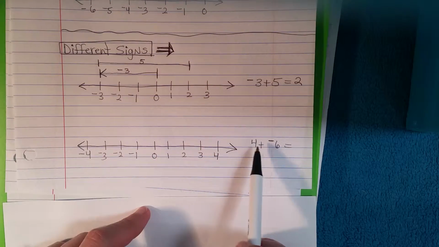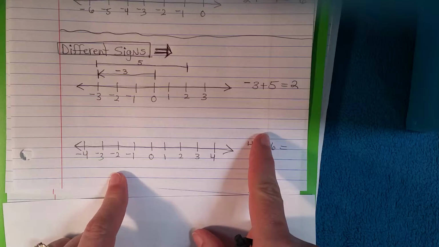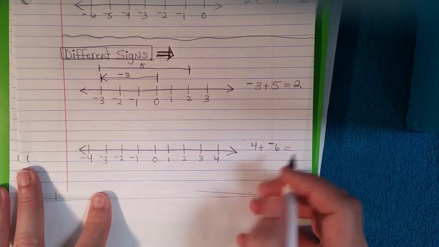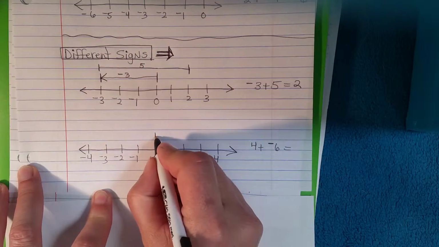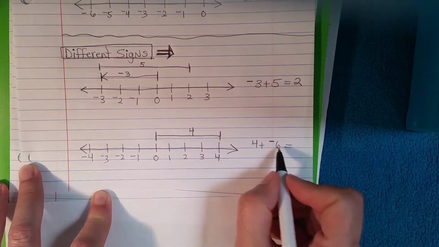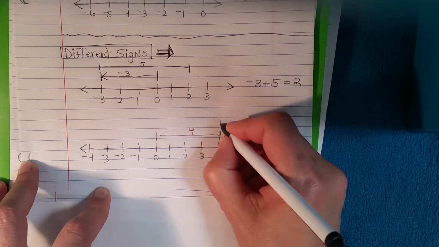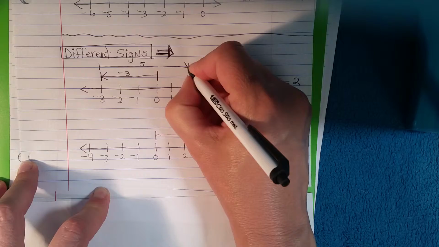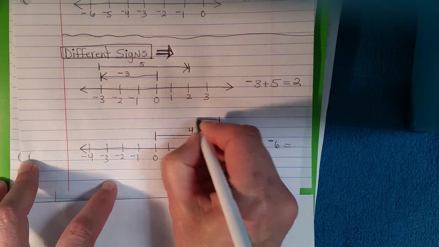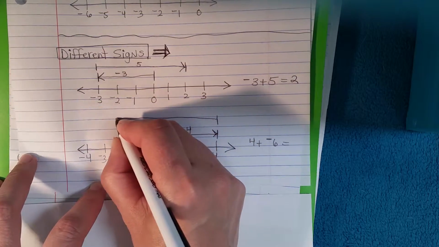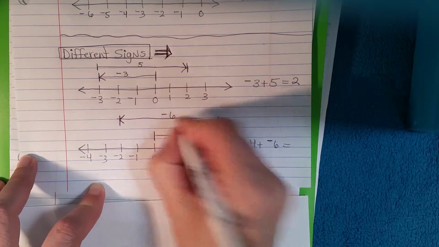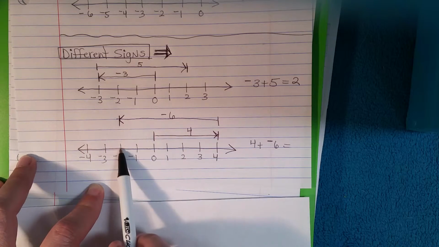Also under different signs, in this case, the bigger absolute number, if I just look at the absolute value, would be the negative this time. So let's add 4 and negative 6. Start at 0, right 4, because that's positive 4, and then negative 6. From this point, I'm going to go left 6. So 1, 2, 3, 4, 5, 6. I should end up right there. This is a negative 6. And I end up on negative 2.